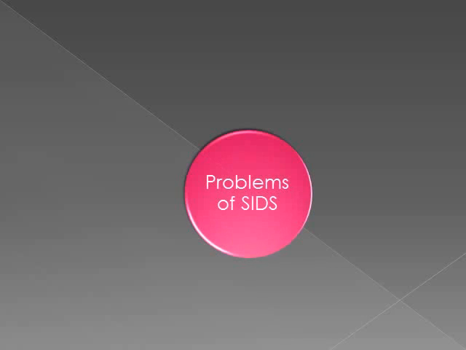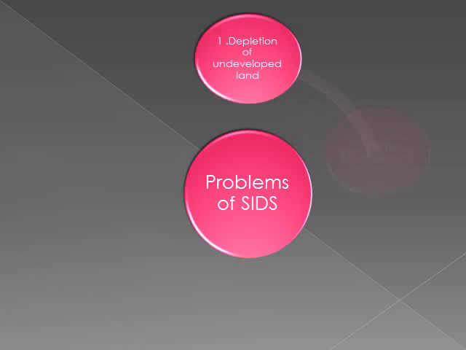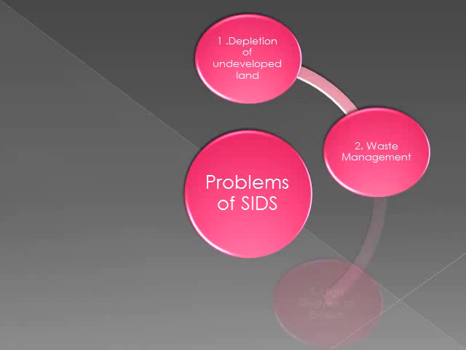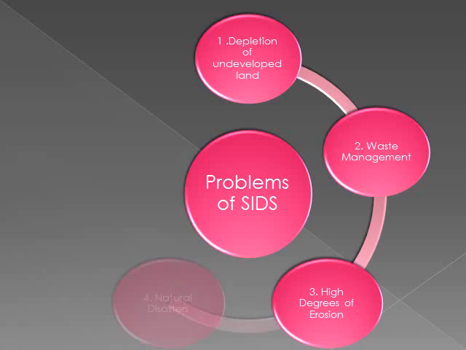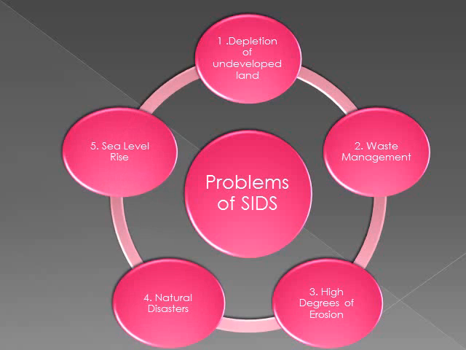However, these slides will focus mainly on how industrial engineers can help the small island developing states environmentally. So, we will look at what are the major environmental problems the small island developing states face. Based on a vulnerability paper from the Small Island Developing States in 2003, the depletion of undeveloped land, waste management, high degrees of beach, cliff and sand erosion, as well as being prone to natural disasters and sea level rise are the more pertinent issues.